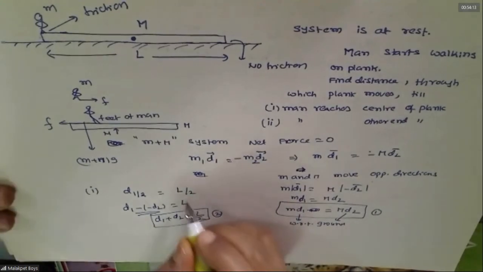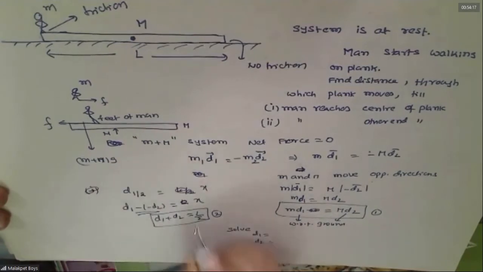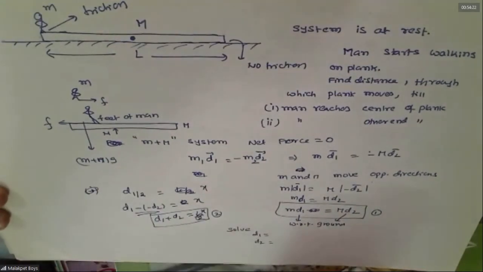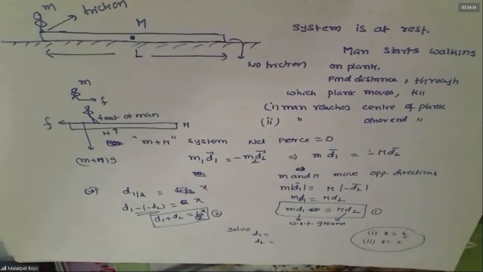If you want to take this as some x, solve it, you will get the answer in terms of x. In the first part, x is L by 2. The second question is L. First get it in terms of x. Any doubt is there? No.